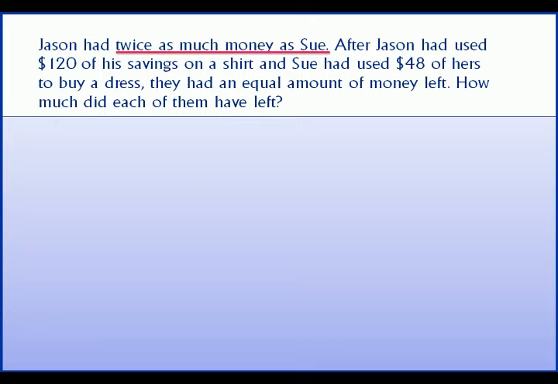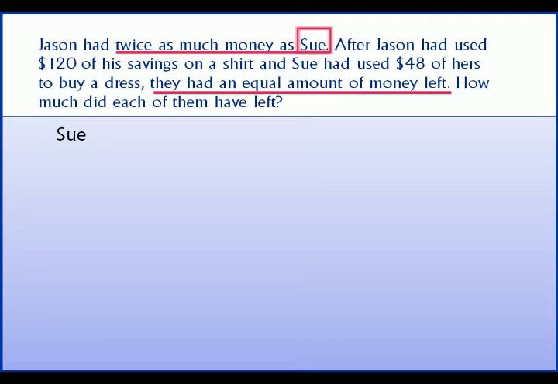First, let's underline the keywords "twice as much as", and the entity that comes after "as much as" is Sue. So Sue is our reference. The after condition is at the end they have an equal amount of money.